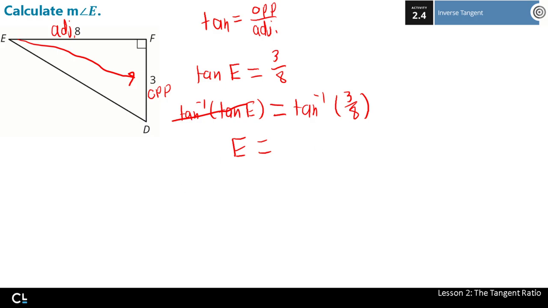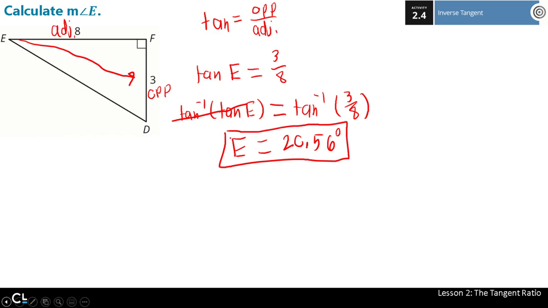So I'm not going to show it this time. We all should know how to do it by now. I showed you multiple times. We do tangent inverse 3 divided by 8, enter, and it's going to give me, and we're going to round to our hundredths place again, we get 20.56 degrees. So angle E is 20.56 degrees.